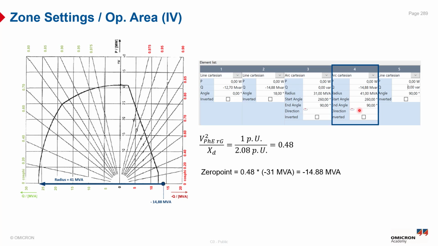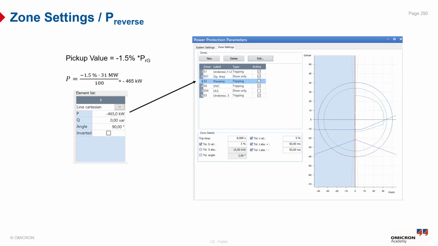which means 0.48 in per unit values, and this means that the corresponding zero point occurs at 0.48 of the generator rated apparent power, considering a generator rating of 31 megavolt ampere at this point. So we multiply by 0.48, resulting in 14.88 megavolt ampere, and this value defines the location of the zero point on the capability curve.